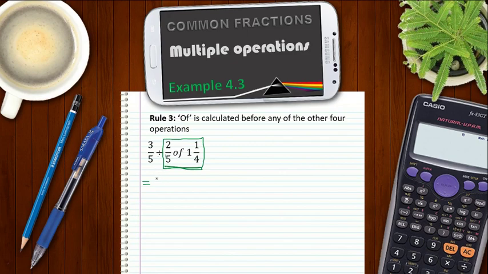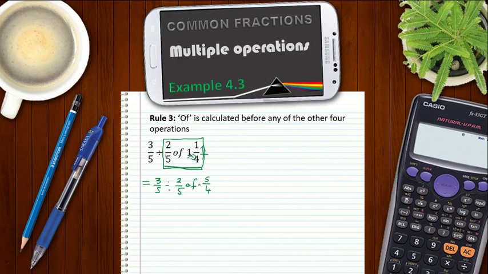So we just copy that, 3 over 5 divided by. Now when we do "of" and when we work with fractions, the first thing we want to do, if we see an improper or a mixed fraction, we change it to an improper fraction, because that's also easier to work with. So 2 over 5 of 1 times 4 is 4 plus 1. So that's 5 over 4. So I multiply down and I plus up to change a mixed fraction into an improper fraction.